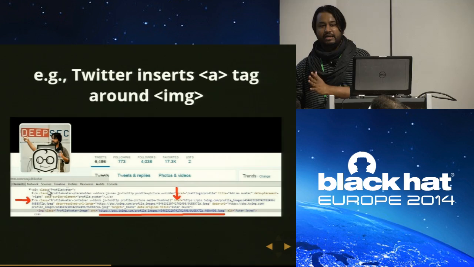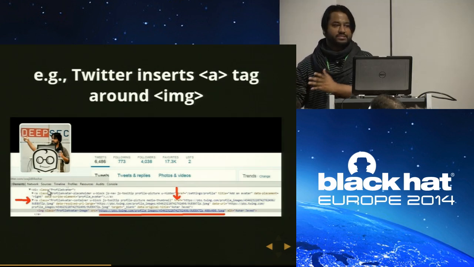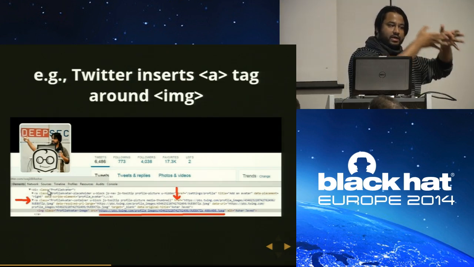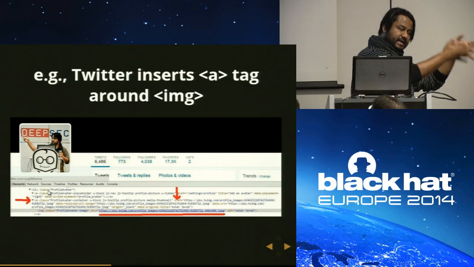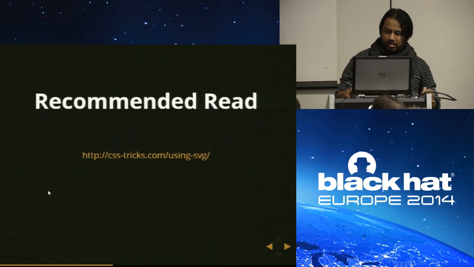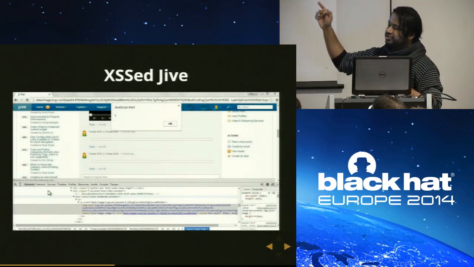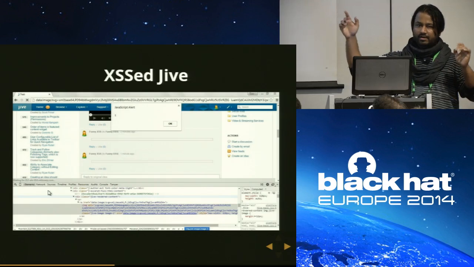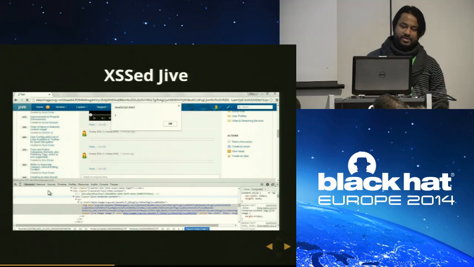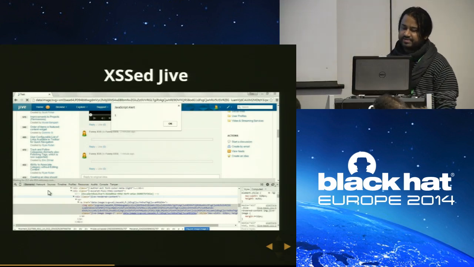This happens, I think, in 6 out of 10 cases. Sites dynamically add an anchor tag, and they borrow the same URL that you use for the image and take it as such for the href. So I XSSed Jive, because they are trying to have an anchor tag around the image source. So I XSSed their WYSIWYG editor.